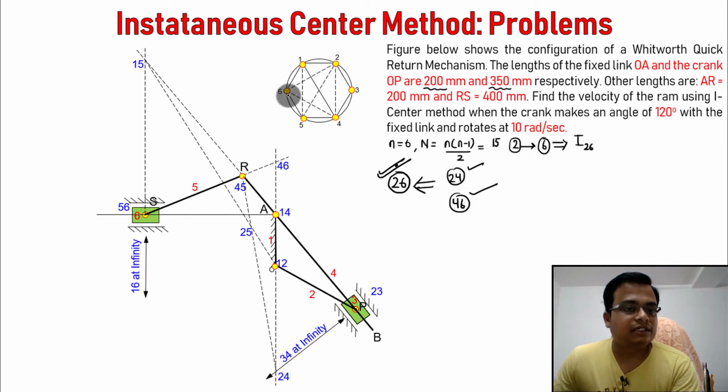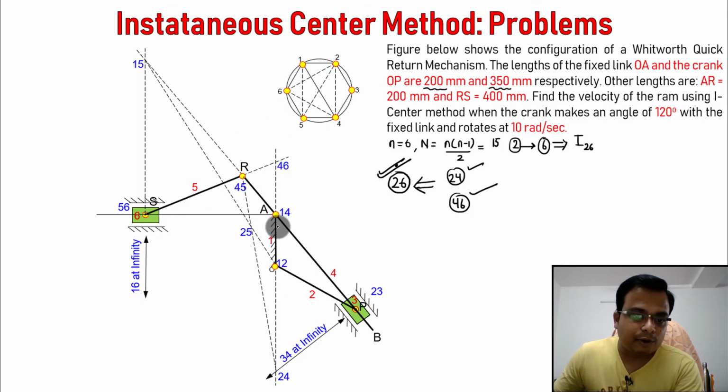So 1 2 and 1 6. Where is 1 2 and 1 6? This is 1 6. Where is 1 2? This is 1 2. So this is the line I am talking about. So 1 2 and 1 6 is this line only. So somewhere along this line you are going to have this eye center, that is 2 6.